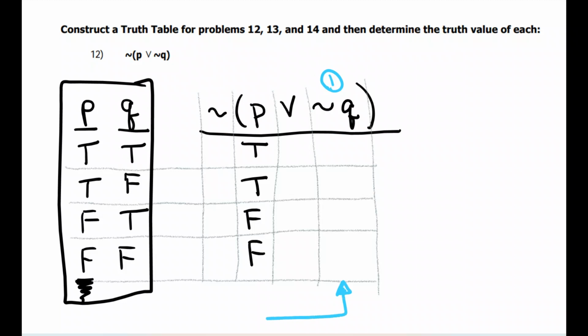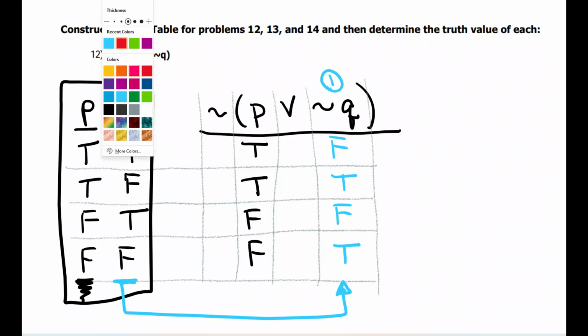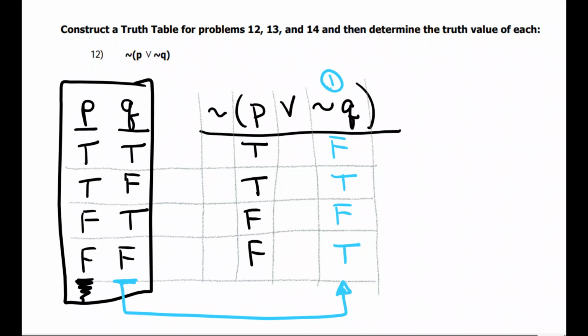So to get this column, I am going to come over and look at what Q is. And Q is true, false, true, false. So to negate it, I'm going to go false, true, false, true. And then how about a purpley color? Then I'll do step number 2, which will be this OR right here. And to do that, I have to look at the column to the left, which is P, and the column to the right that I just did, which was negation of Q.